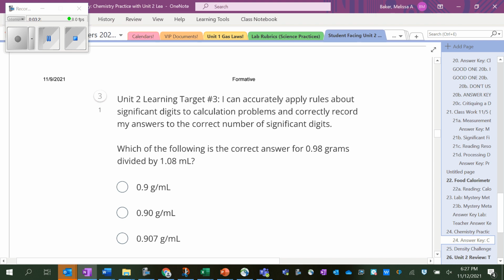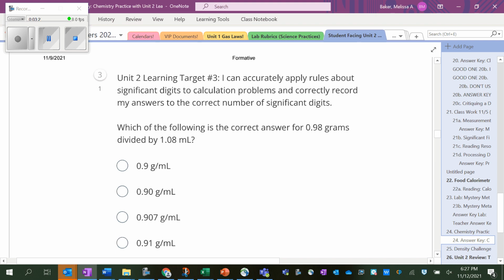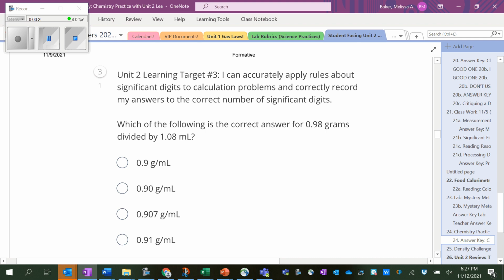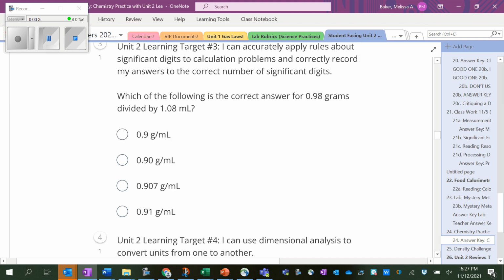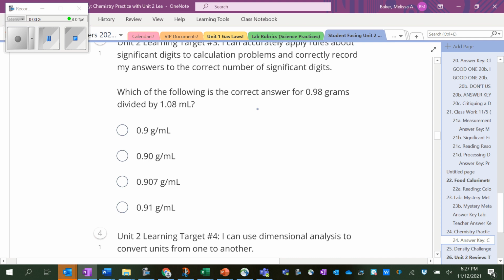Okay, Unit 2, Learning Target 3. I can apply rules about significant digits to calculation problems and correctly record my answers. Which of the following is the correct answer for 0.98 divided by 1.08? So I would want to round to 2 significant digits. This one has 2, this one has 3. So my answer can only have 2. So it should be 0.91 grams per milliliter.